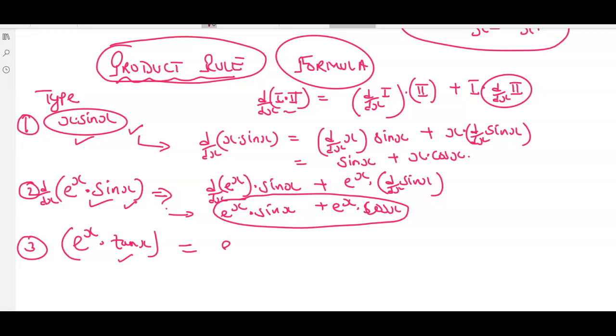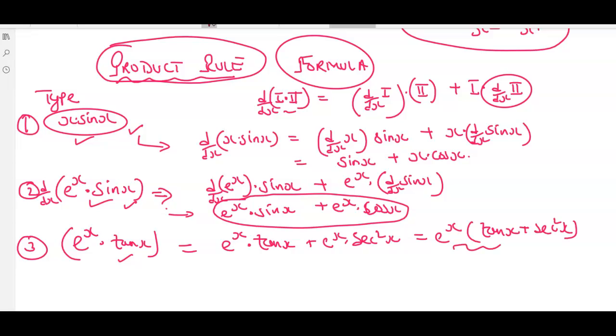Again, I am writing e to the power x, derivative of e to the power x as it is. Then e to the power x as it is, derivative of tan x is sec square x. What you can do here, you can take this e to the power x common, then the simplification is at your end, how you want to simplify the things.